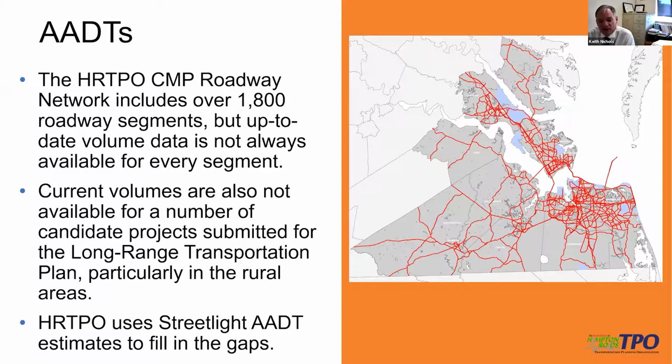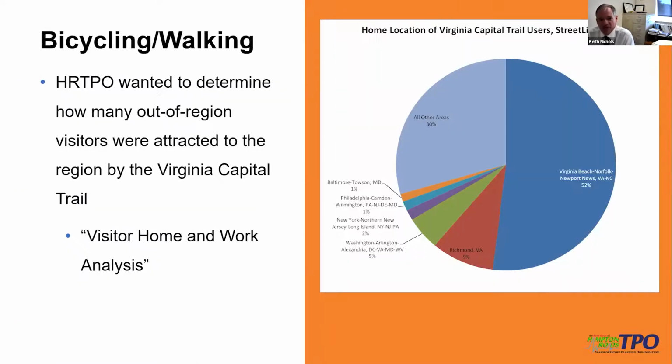I also wanted to mention that we have a project prioritization process as part of our long-range transportation plan. For our last round, there were between 200 and 300 candidate projects that we needed to score. Part of that was obviously volume data, whether it was an existing roadway or a new roadway, what might some of the parallel facilities have? Particularly in the rural areas and also on some of the ramps in our region, we had no traffic volume data available. So for all those gaps, we also used StreetLight's AADT data to fill in the gaps. So we had traffic volumes for every single one of those candidate projects.